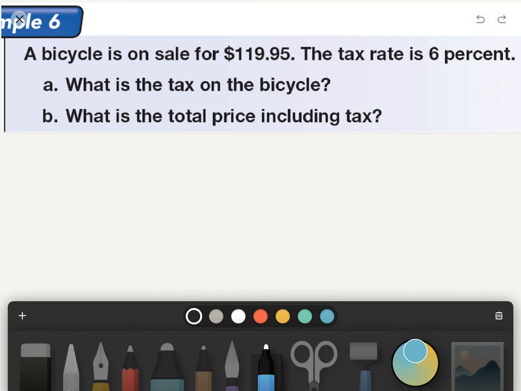So first thing is you need to figure out what is 6% of $119.95. And then if it's saying what is the total price including tax, what does that mean you should do as your second step? Yes. Add the tax to the normal price. They do this almost every time you buy something that is not food.